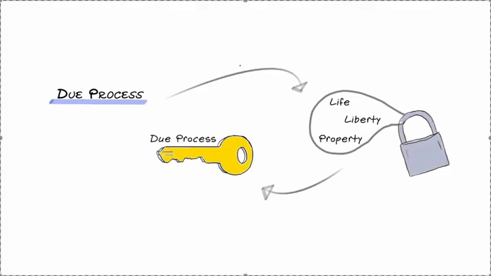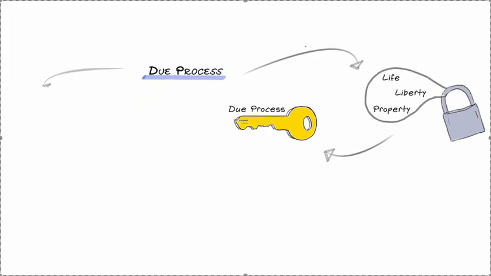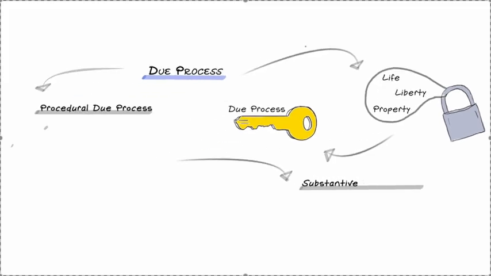Okay, but what is due process exactly? Courts have not given a simple definition of this term, even though it has been the basis of hundreds of court cases throughout U.S. history. To better understand due process, we can break it into two main categories: procedural and substantive due process.